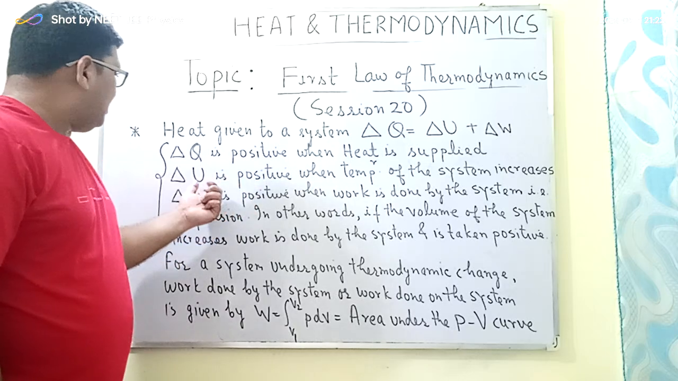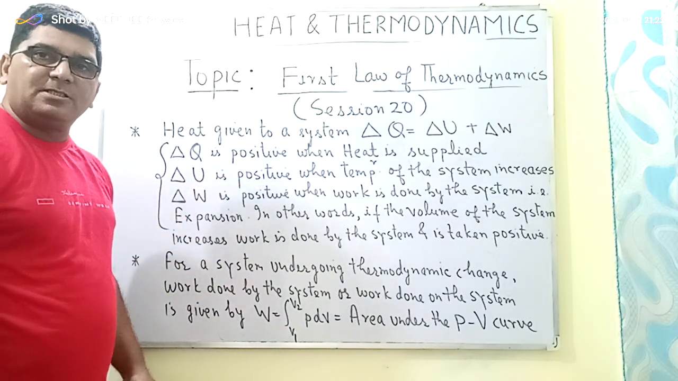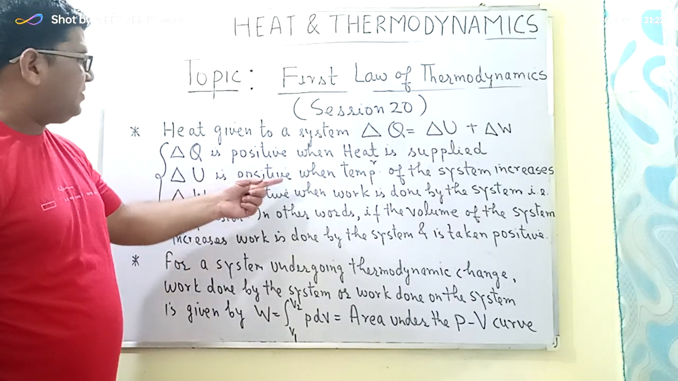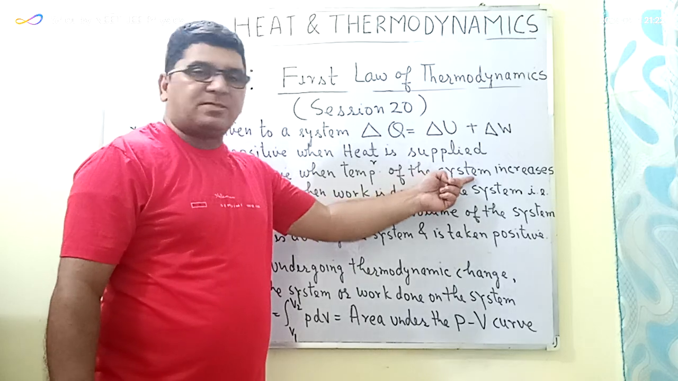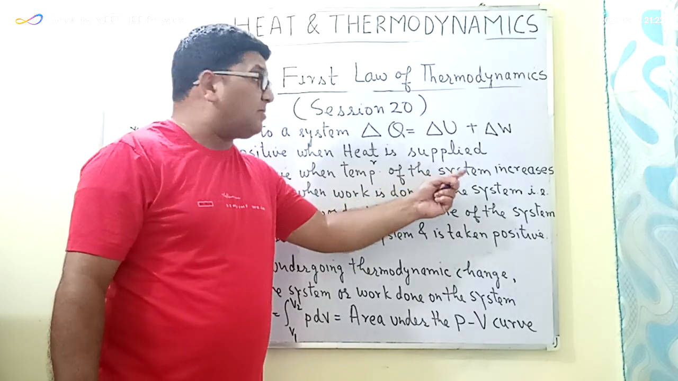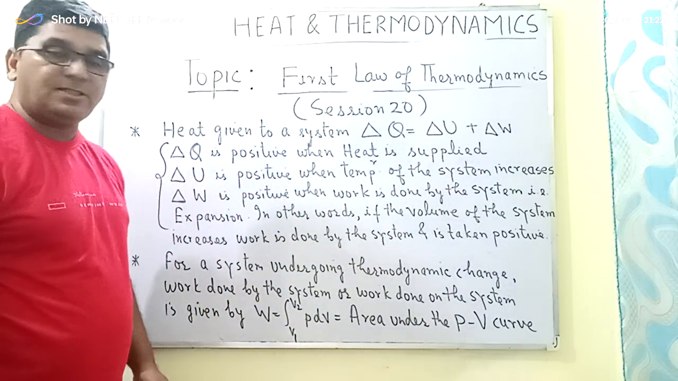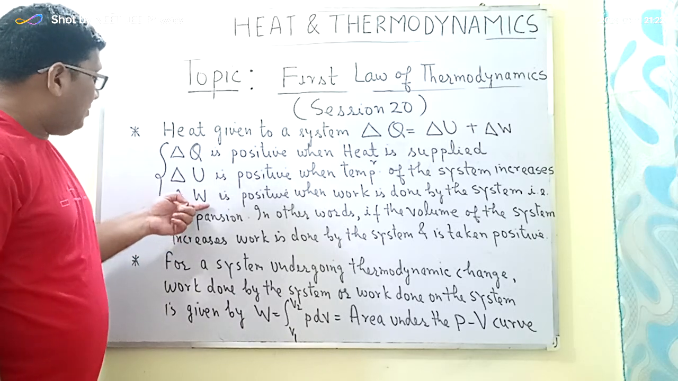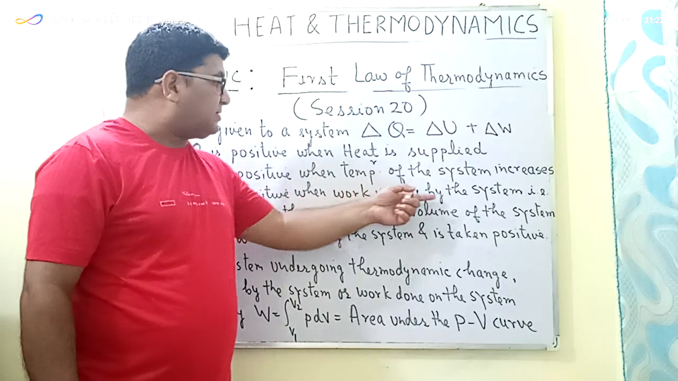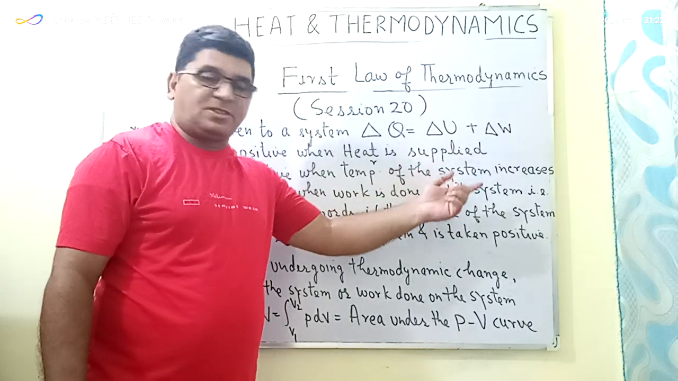Delta U, which is the change in the internal energy of a system, is taken as positive when the temperature of the system increases. And if the temperature of the system is decreasing, then delta U will be taken as negative.